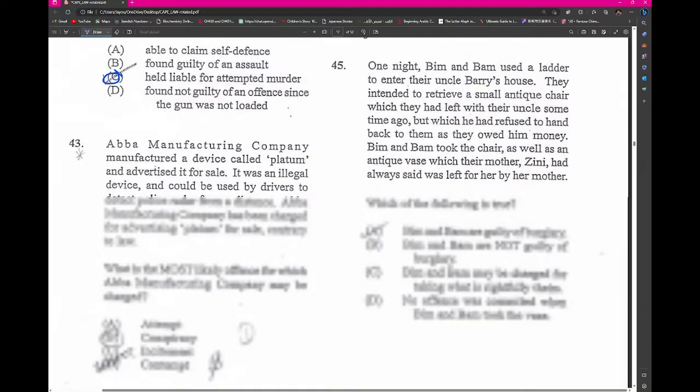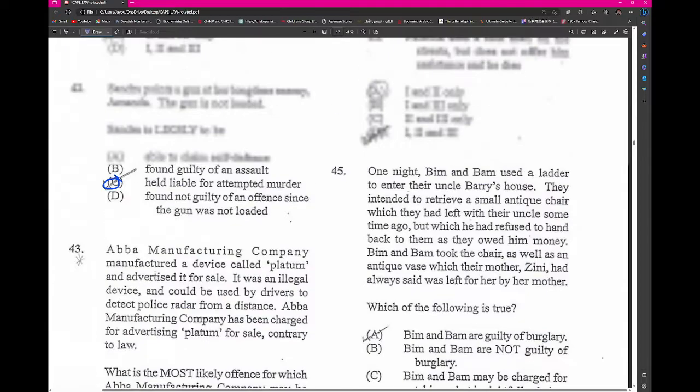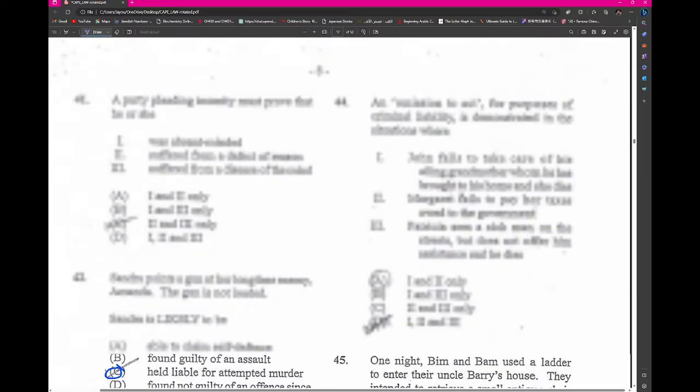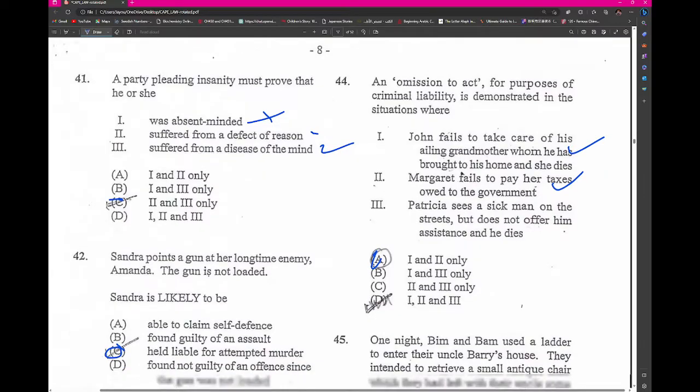ABBA Manufacturing Company manufactured a device called Platinum that is advertised for sale. It was an illegal device. This is conspiracy, right? Alphacell versus Alphacell Limited. Remember that case. Alright, 44. The omission to act for purposes. So omission to act would have been 1 and 2 only.